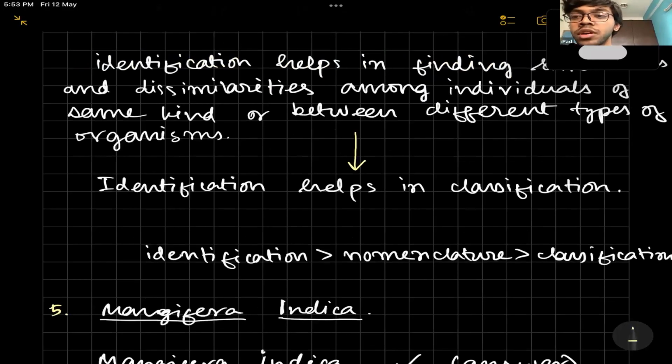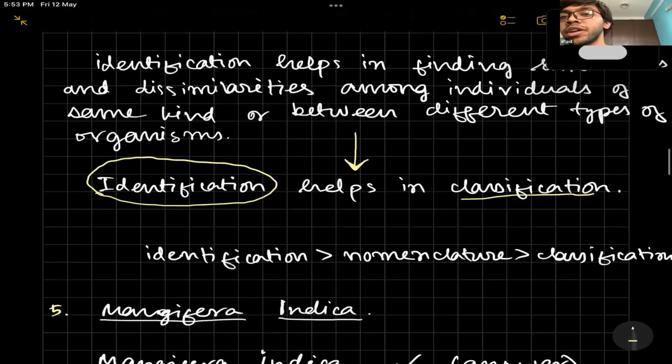If you want to classify an organism into a category, first of all, we have to identify that organism. If you don't know what that organism is, how can you classify it? So identification is the primary step for classification.